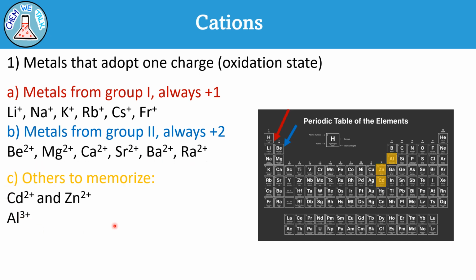And there are also a few exceptions that are good to be memorized. You should memorize them for your exams. We're going to have cadmium, zinc, and aluminum. So cadmium and zinc are going to be 2+ always, and aluminum is always going to be 3+.